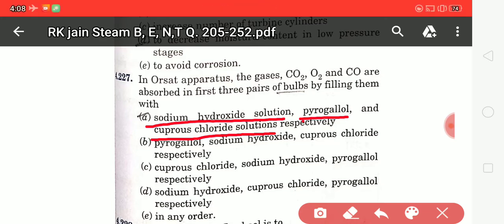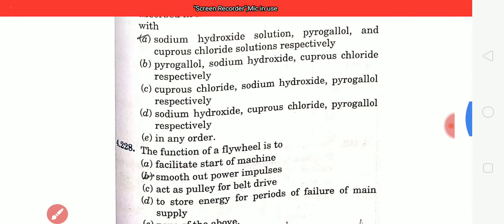Means in Orsat apparatus, the gases CO2, O2 and CO are absorbed in first three pairs of bulbs. CO2 is absorbed in sodium hydroxide solution, O2 oxygen is absorbed in pyrogallol and carbon monoxide is absorbed in copper chloride solution respectively.